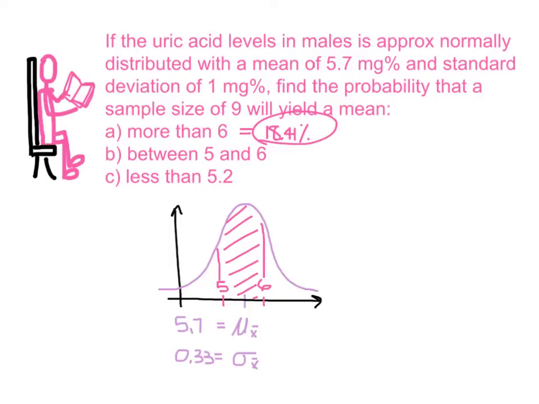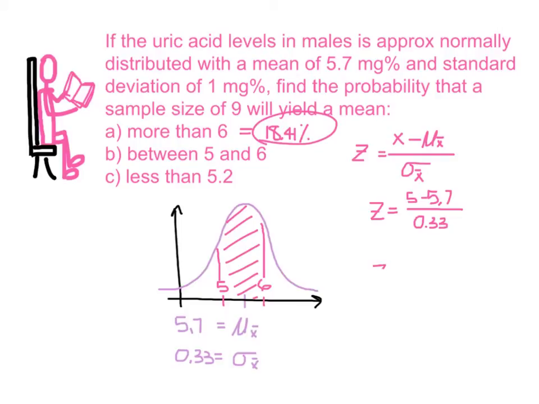So we got 5 and 6, so we have to calculate two z values here, the z for 5 and the z for 6. Let's do the 5 one first. We remember that the formula is the value minus the mean. So let's first do it for 5. We get the z for 5 equals 5 minus the mean, which we said was 5.7, divided by 0.33. Really, it's a third.